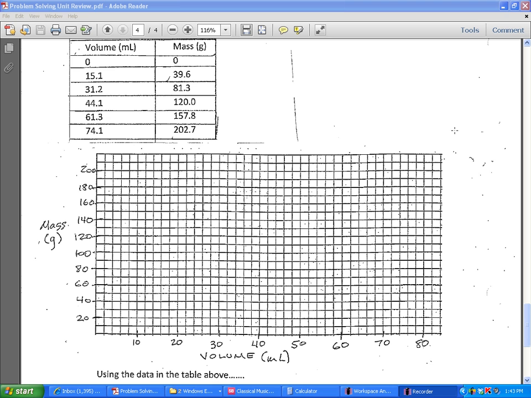We're on the last part now. We're going to do some graphing. What we're going to do is plot all of our points. Our mass is going to go on the y-axis, it's right there. Our volume is going to go on the x.